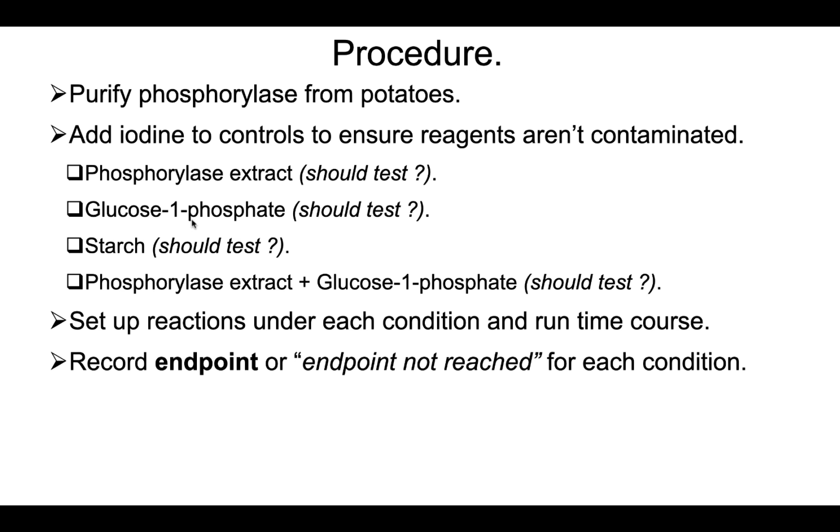Take glucose 1-phosphate, the reactant, alone. Add iodine to it. What should the test be? Positive? Negative? Again, I'll let you think about that. Starch alone. Add iodine to it. What would you expect? And then the phosphorylase extract plus the glucose 1-phosphate. Add some iodine to it. What would you expect to see? These are controls. You should see something very specific that you should know right off the bat before even doing the experiment. If they don't work as expected, then you've got contamination problems.